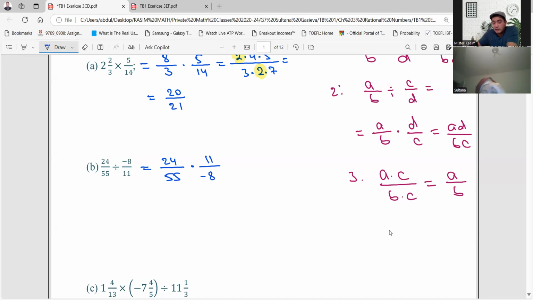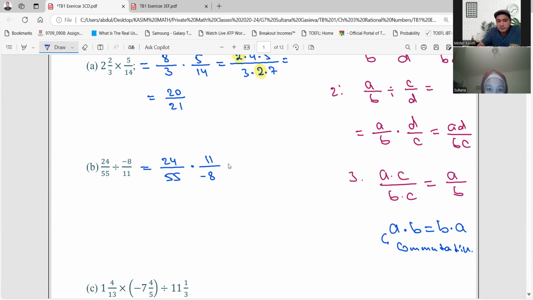Keep in mind that sometimes I can change this A times B to B times A. You remember this? What is the name of this property? The first letter is C. Commutative, right? Commutative property of multiplication.